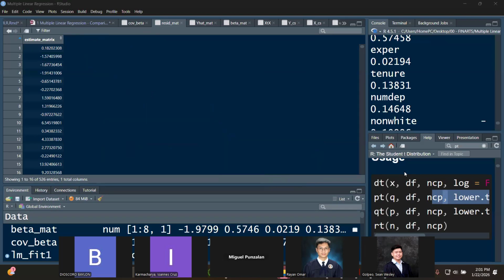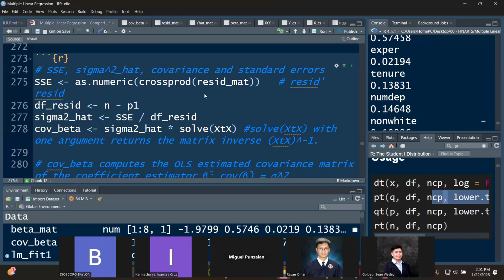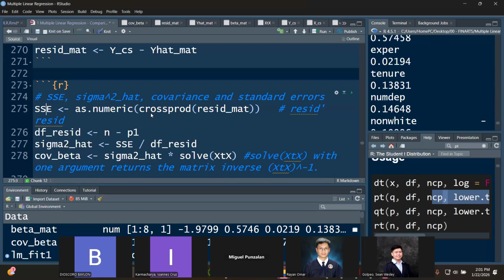Take a look, class, at this. Take a look at our function here. Remember the cross product, class, of residmat? It's just residmat, no? Getting the cross product is the same as residmat, comma, residmat. But we need to get the transpose of the first one, and that's what the cross product does. And then convert it into a numeric. Why is that so? Because we need the number, class. We don't need the matrix class.